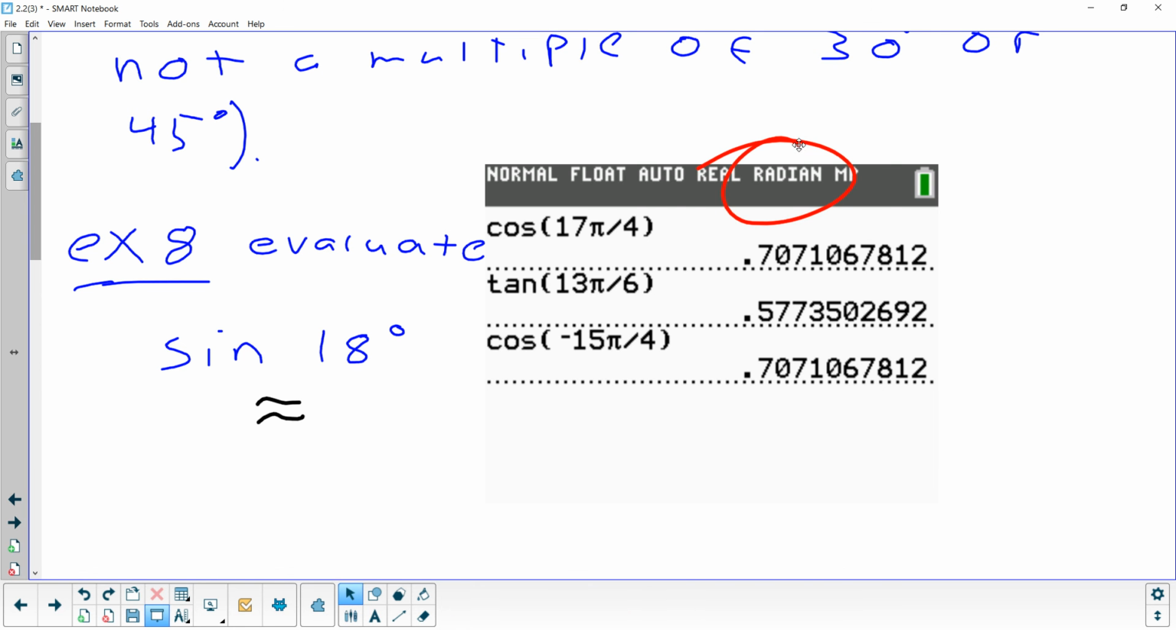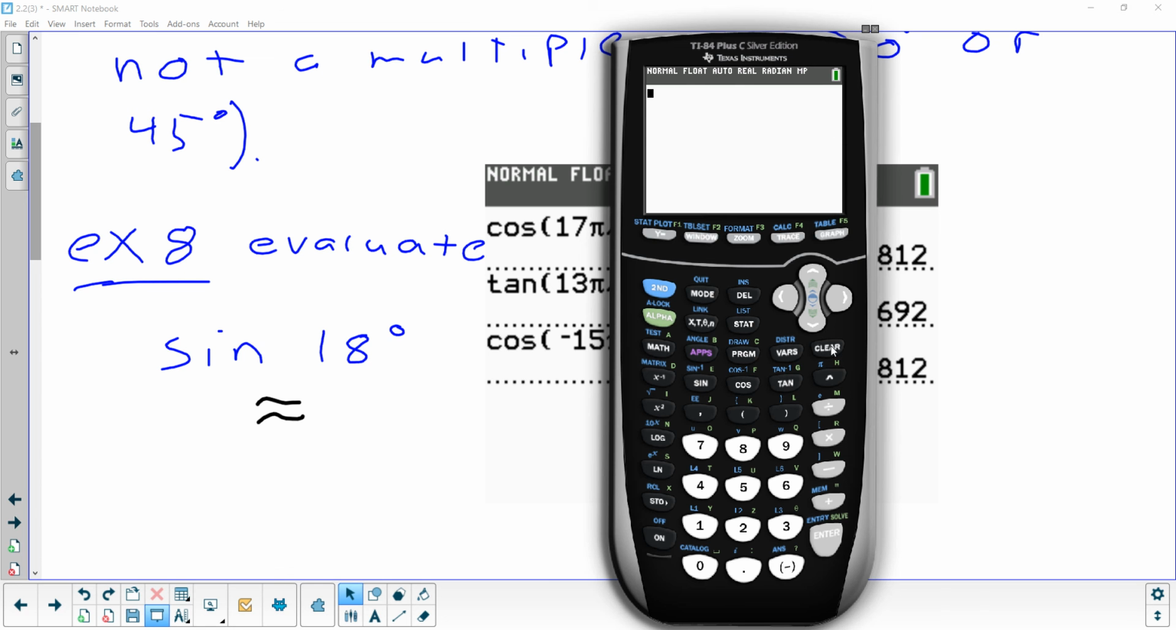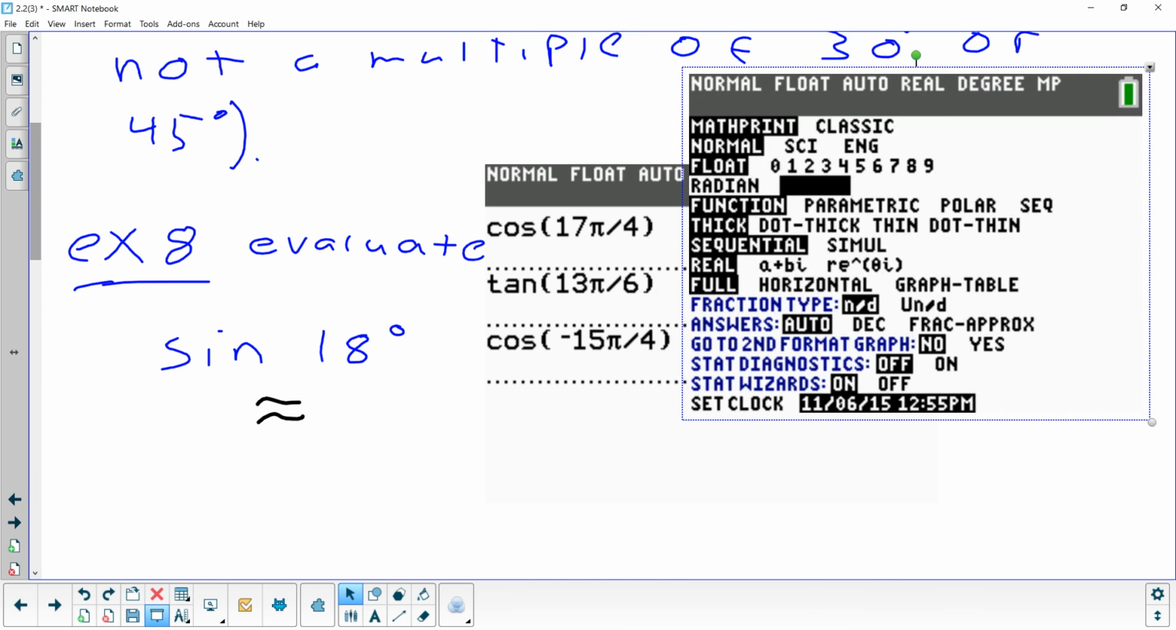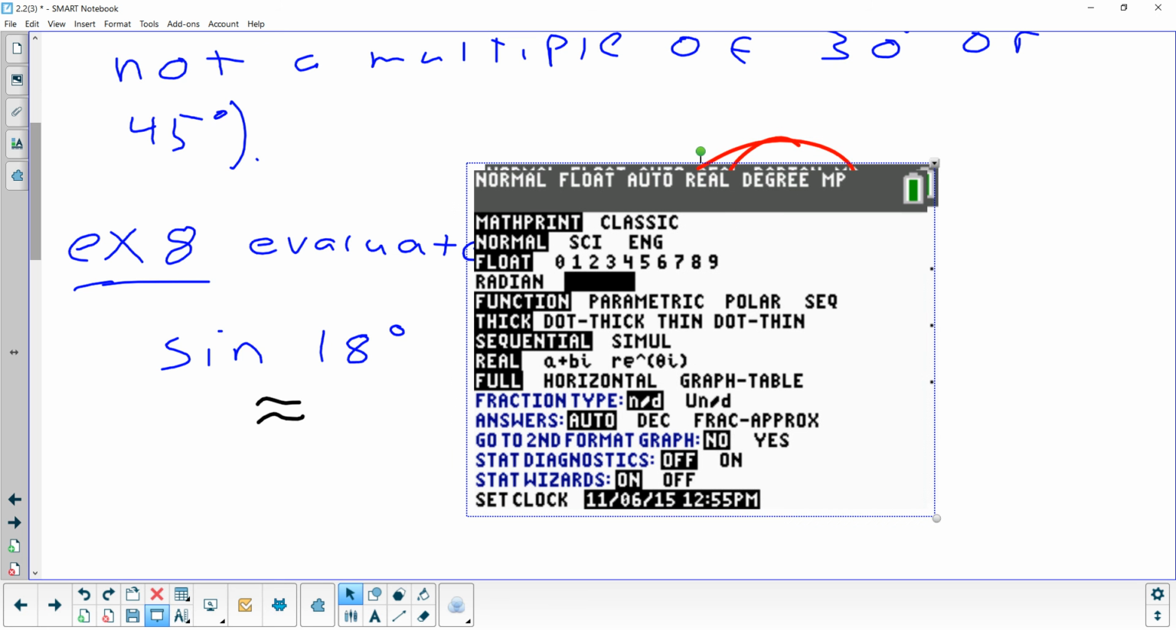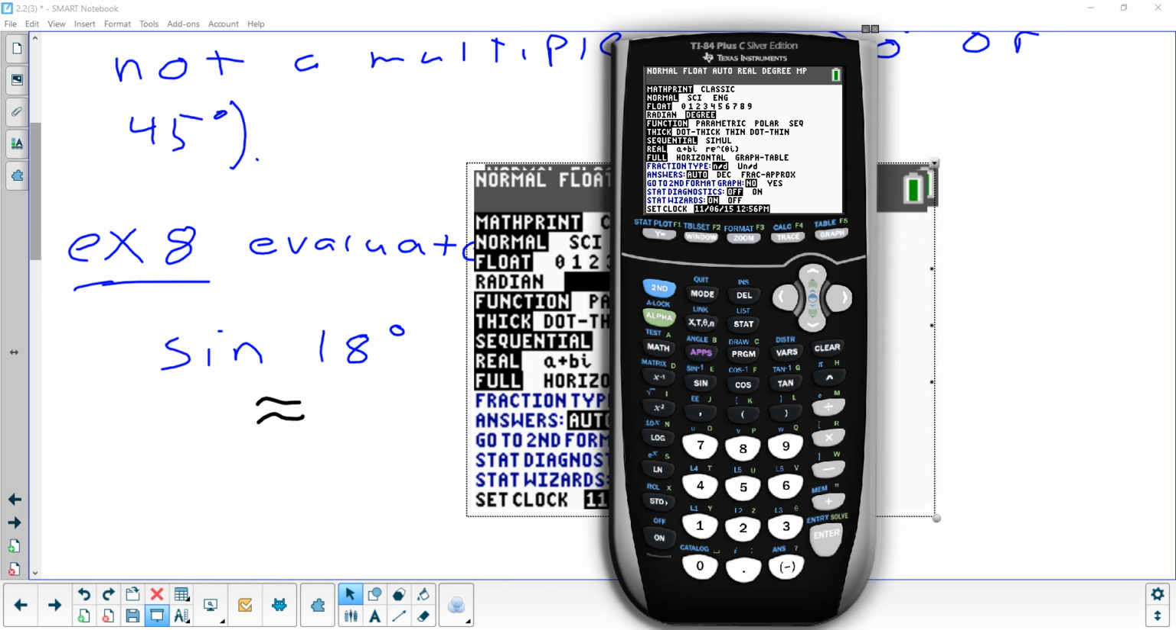So every calculator is a little bit different, but on mine, I have a mode button. And when I press mode, I have an option that says degrees. When I change to degrees, now it says degrees at the top. I can help you find that button on your calculator, but that's the first step. Make sure you're in degrees. And now just type it in. Sine 18. And the answer is 0.309.